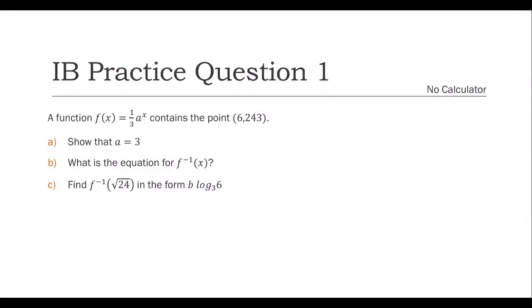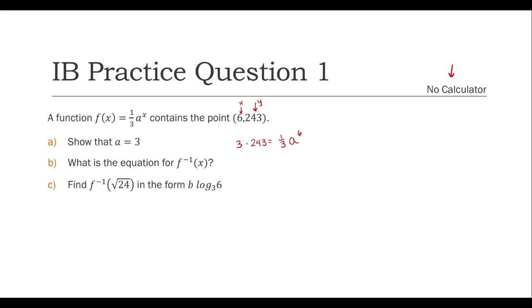So here we have our first IB practice question, which is a no calculator question. It says a function f of x equals 1/3 a to the x contains the point (6, 243). Show that a equals 3. So to do that, we'll plug in 243 for y and 6 for x. So we have 243 equals 1/3 times a to the 6th.